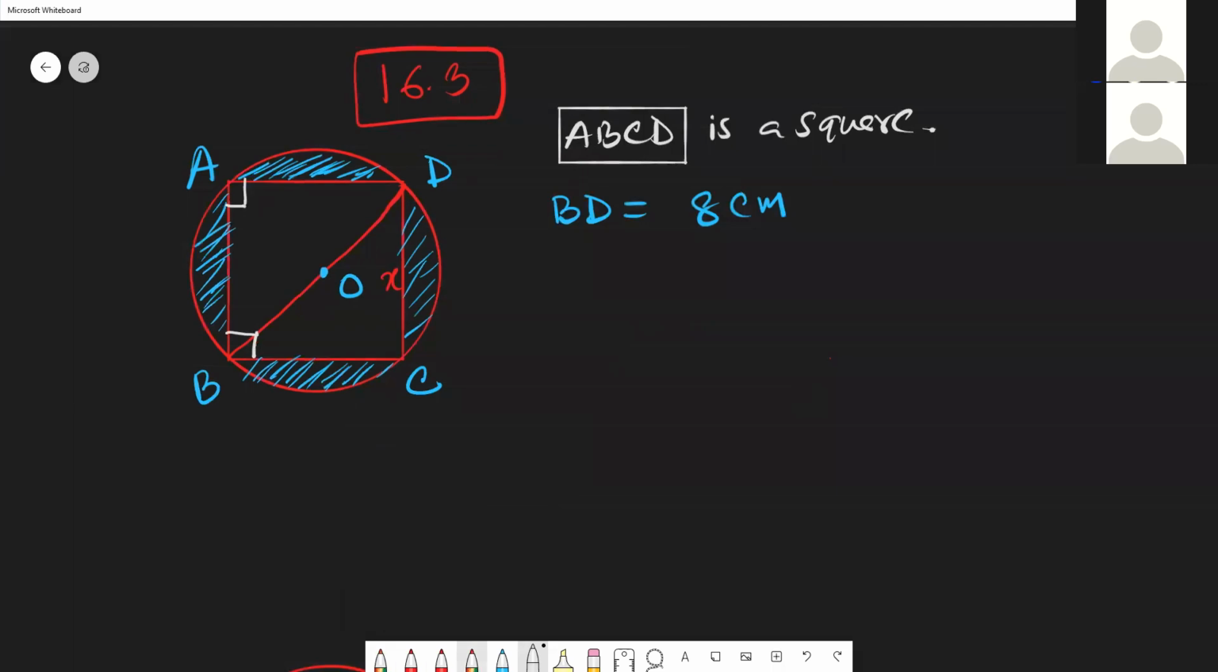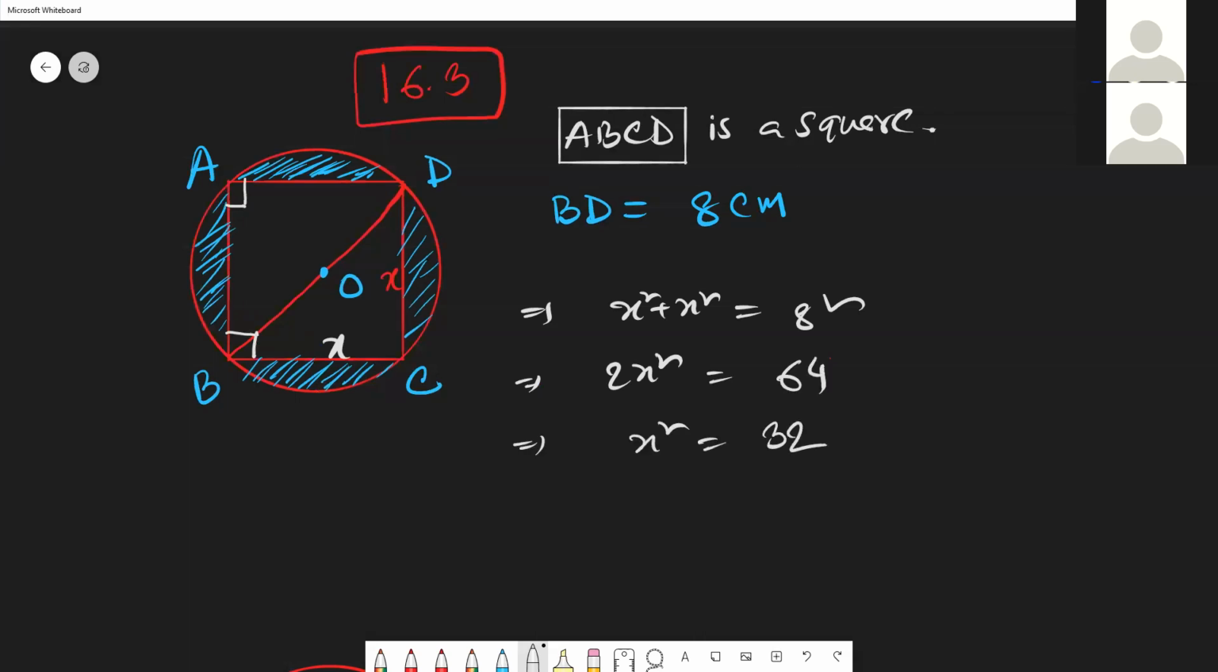So we have 1 minute remaining. So now start here by using Pythagoras theorem. Definitely we can write here x square plus x square is equal to 8 square. So now 2 times x square is equal to 64. So definitely x square must be 32, or x is equal to root over 32.